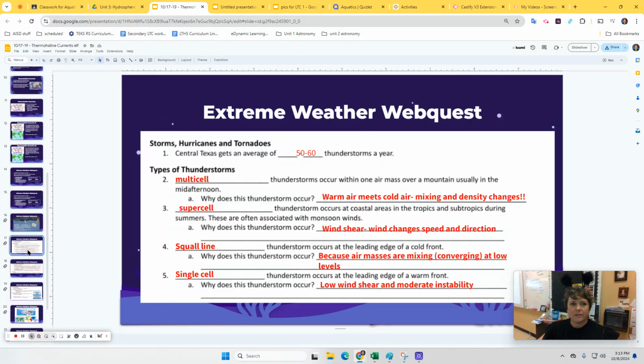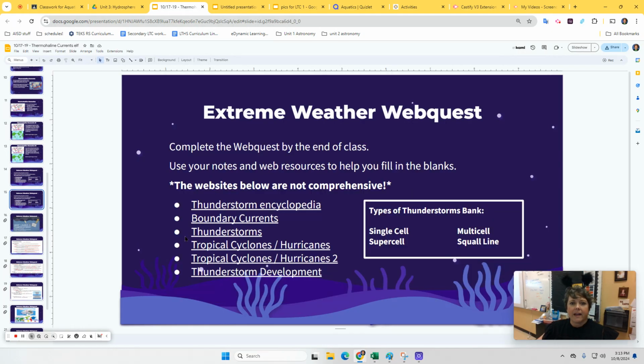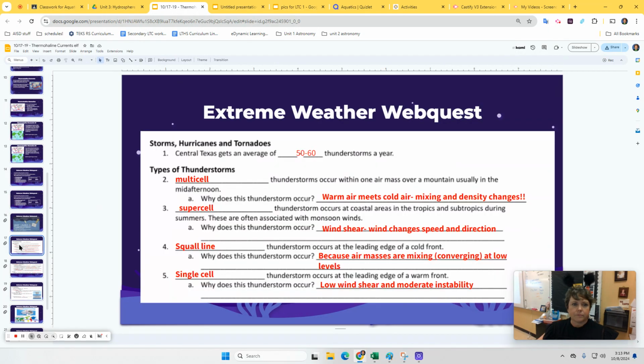Okay, so Central Texas gets an average of 50 to 60 thunderstorms a year. I found that online. And up here, I had these, like a word bank for you. So it goes multi-cell, supercell, squall line, and single cell.